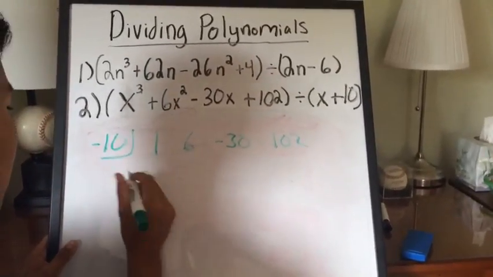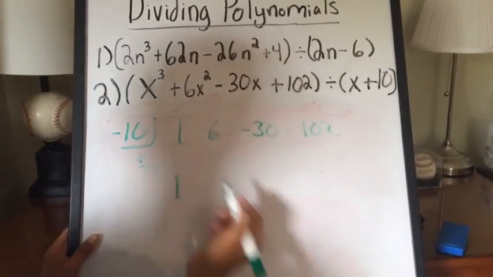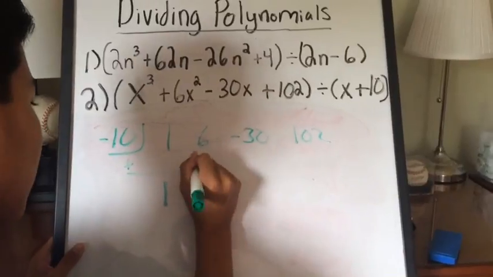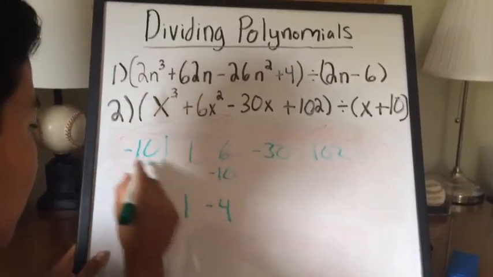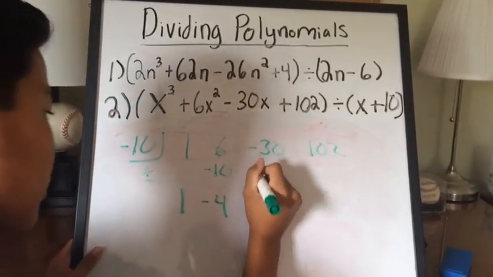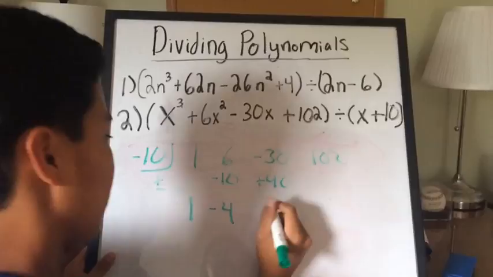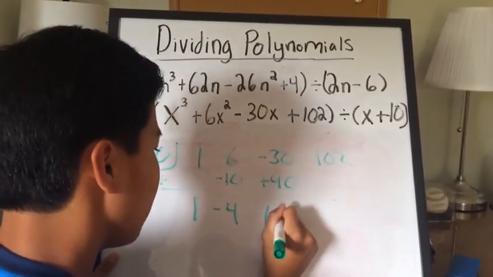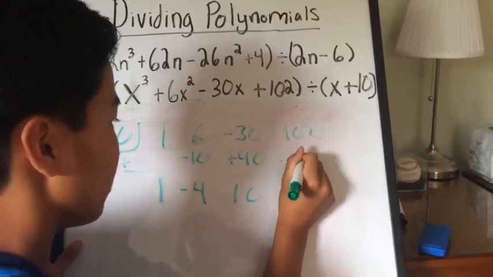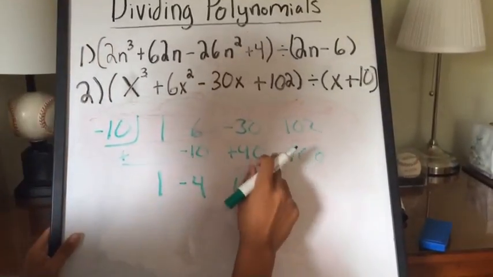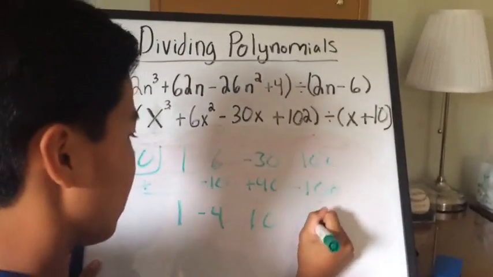Draw a line, and then it's going to be plus. So we bring down the 1 here, and then negative 10 times 1 obviously equals negative 10. This equals negative 4 since you're adding it. Negative 10 times negative 4 equals positive 40. So this is going to equal positive 10. Negative 10 times 10 equals negative 100. And so 102 minus 100 equals 2.